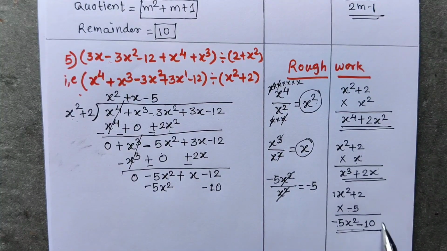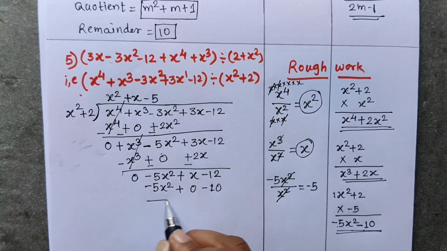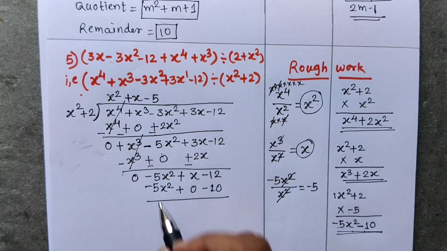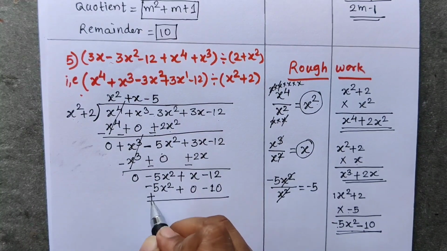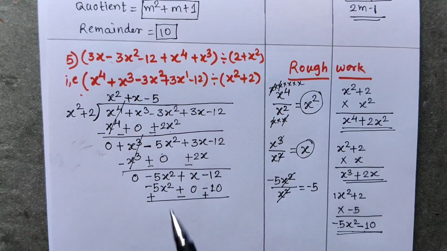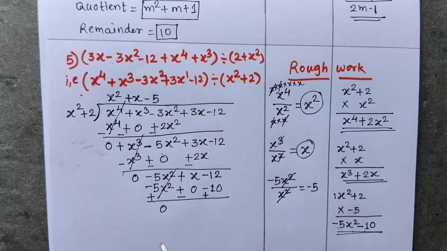X term we have not got here, so here I will put 0 below x. Write the like terms below each other. Okay, now minus 5x square will become plus 5x square. Here it is minus and here it is plus. Minus 5x square plus 5x square, answer is 0. X minus 0 is x.